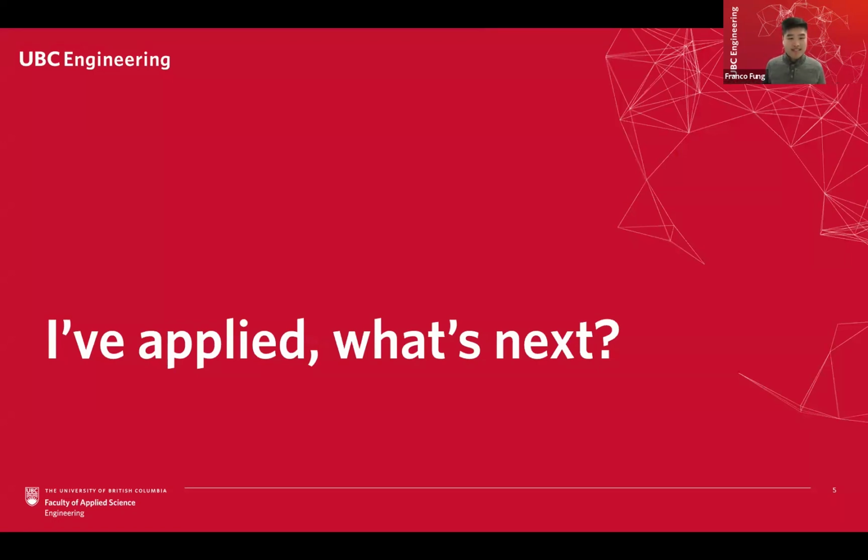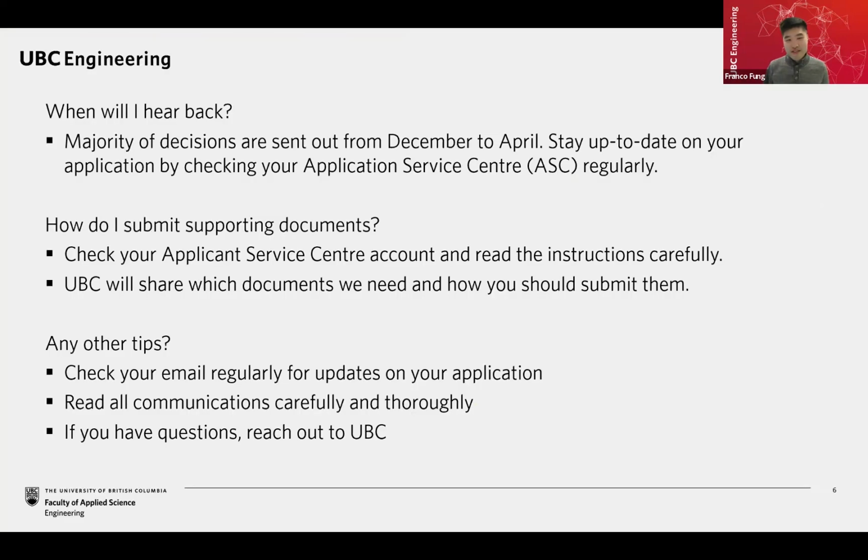So let's get right into it. I've applied, what's next? So let's get the big question out of the way. When will I hear back? That's a question that, of course, I'm sure is top of mind for most of you. So the answer is UBC will continue to send out decisions on a rolling basis. The majority of our decisions are sent out between December to April. Any updates to your application will be communicated to you through your applicant service center. So we call it ASC for short. If you haven't been on it, please take some time to visit that, because that is where we're going to update you on the latest about your application.